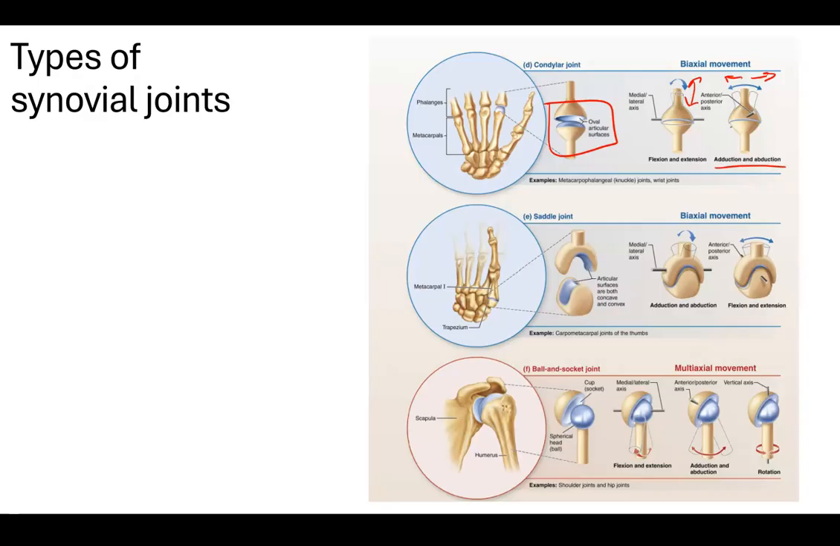Last one is called a ball and socket joint. This is multi-axial movement. This is the most flexible of the synovial joints. There's a lot of different types of movement it can have here, because of that really deep fossa that the head of a bone typically fits in for these joints. This allows for a lot of rotational movement. So we see flexion, extension, abduction, adduction, and rotation for these.